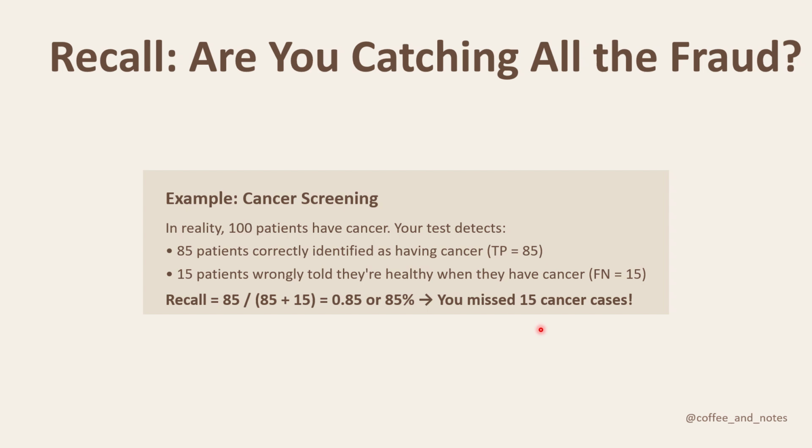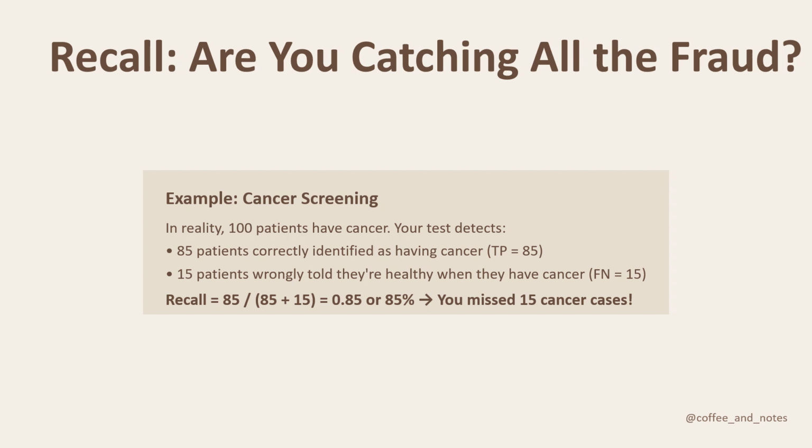What does this mean? You are catching 85% of cancer cases. That sounds okay until you realize you are missing 15% of people who have cancer. Those 15 people will progress without treatment. In cancer screening, missing cases is catastrophic. So you want recall as close to 100% as possible, even if it means more false positives. High recall means you are catching most of the positives. Low recall means you are missing a lot of cases.